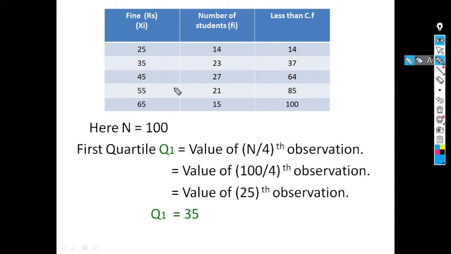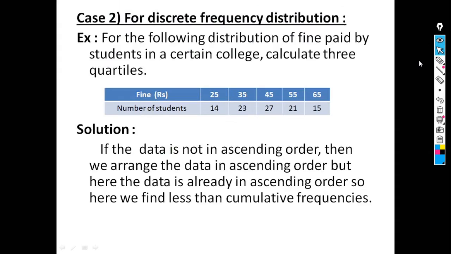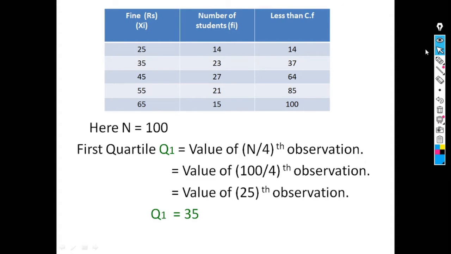So these first 2 columns are as it is. Fine in rupees, denoted by xi, as it is, and number of students, that is fi, also as it is. Means these 2 rows are converted into the columns. Then the third column is less than type cumulative frequency. We have to calculate the less than type cumulative frequency.